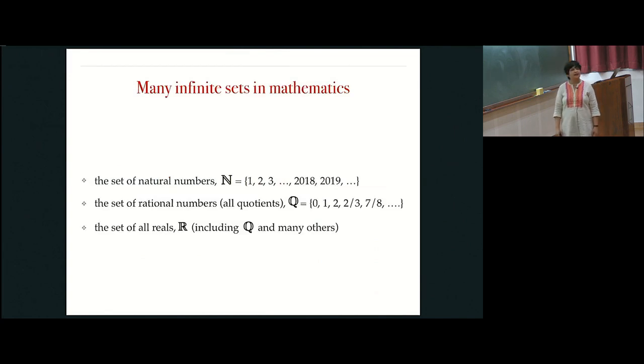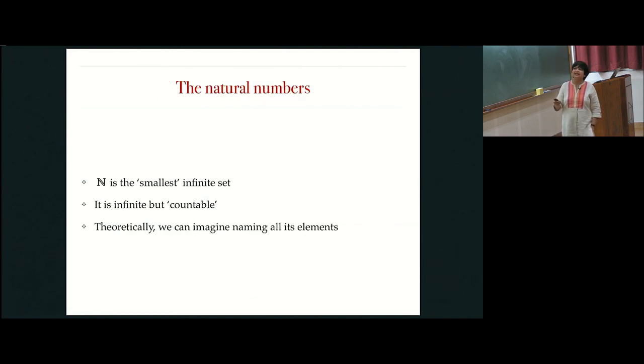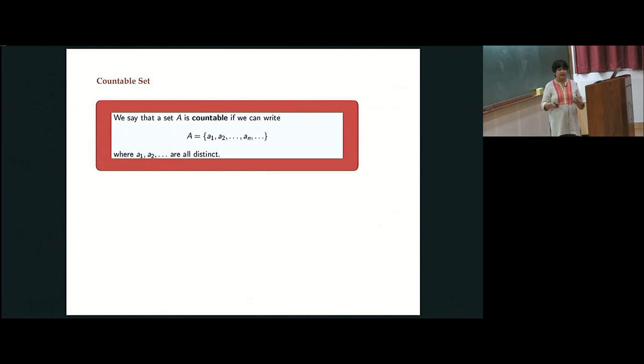Now, there are many infinite sets in mathematics. The set of natural numbers, as you have seen, then the set of rational numbers, the set of reals, all these are examples of infinite sets. In some sense, N is the smallest infinite set and is called the countable set. In what sense? Any countable set, you can actually think of naming all its elements, like A1, A2, A3, A4, and An and so forth, where they are all distinct. So this is an intuitive notion of a countable set.